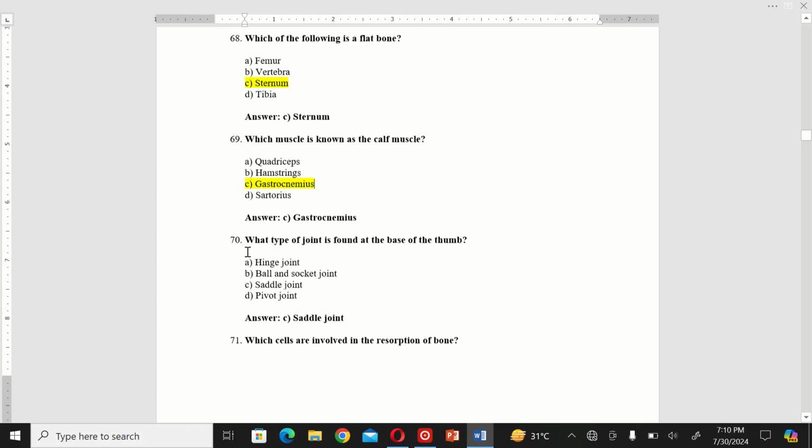The next MCQ is what type of joint is found at the base of the thumb? A. Hinge joint, B. Ball and socket joint, C. Saddle joint, and D. Pivot joint. So the correct option is C. Saddle joint.